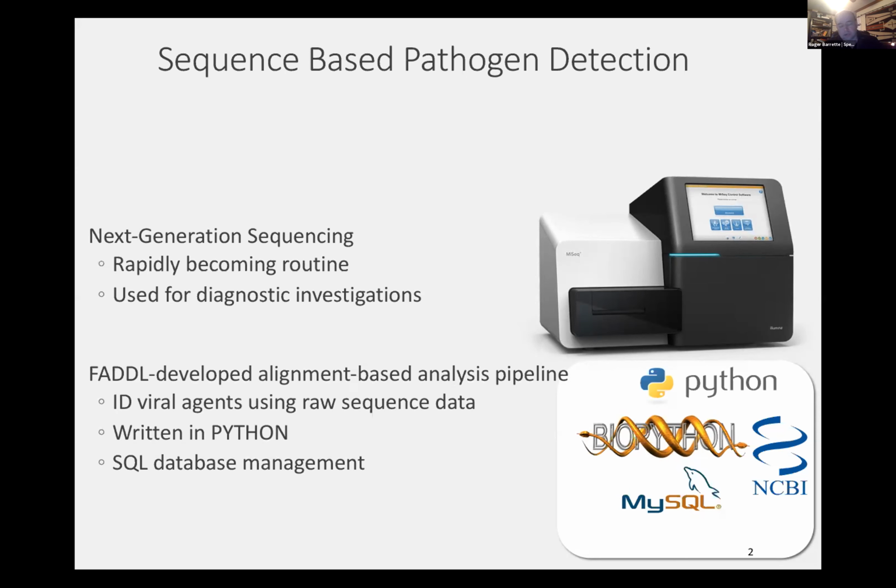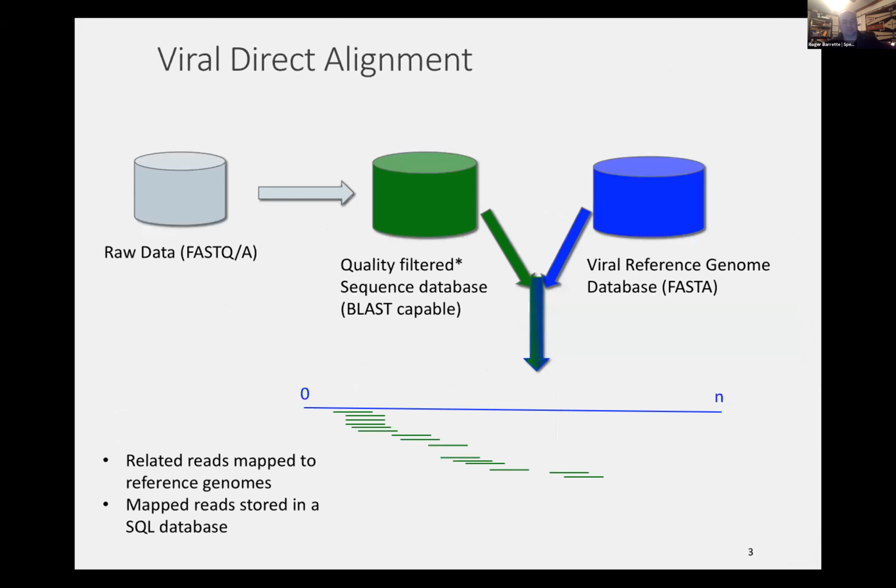And so our pipeline is written in Python, and it's got SQL-based data management. So pretty standard methodology. For a quick overview, your sequencing data comes into the pipeline, it's quality filtered and then converted into a BLAST-capable database. And then it's cross-referenced against these viral reference genomes. And then what you get is this nice visual output of the reference genome compared to your reads that map to it. So it's a pretty straightforward tool.